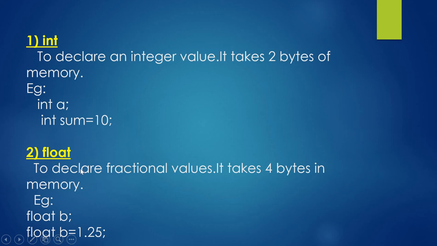Second one, float. It is for declaring fractional values. What are the examples for fractional values? 1.2, 5.5, 7.2, like that. To declare small fractional values, we are using float. Int and float we are using for small values, and float takes 4 bytes in memory. Example, float b is equal to 1.25, etc.